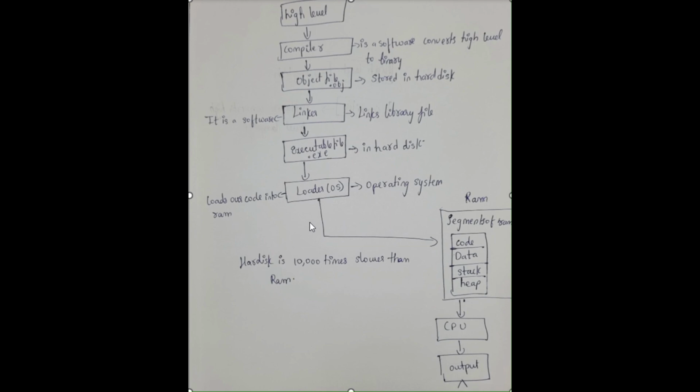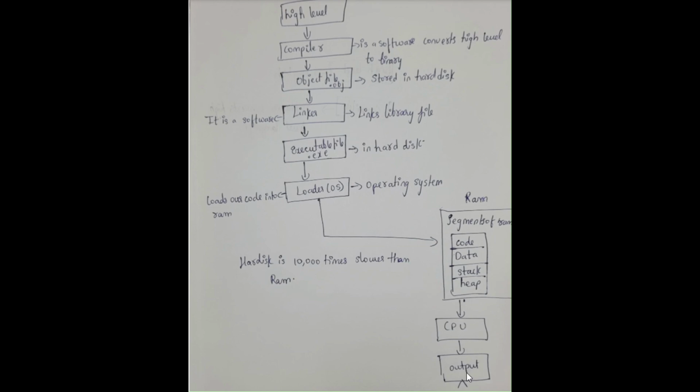This is the process. Now there are four segments in RAM: code, data, stack, heap. These are the four segments of RAM. Now where is our code loaded? In the code segment. In the code segment, our .exe file is loaded, and it is run, sent to the CPU, and it generates the output.